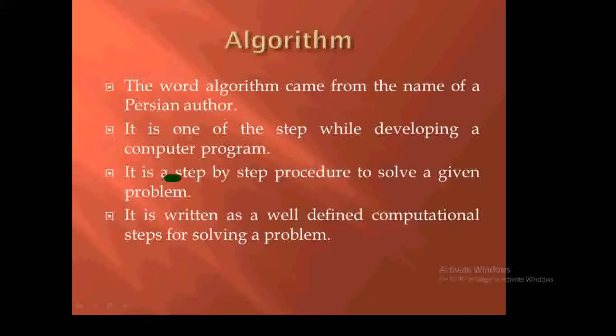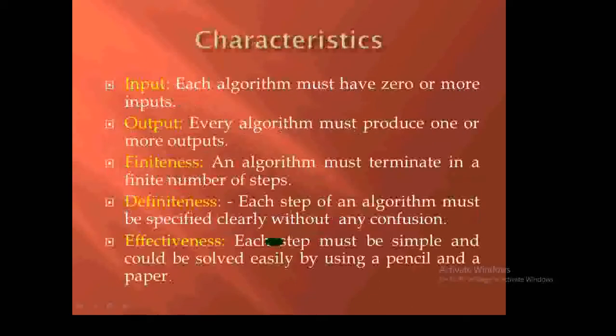So an algorithm is a step-by-step procedure to solve a given problem. An algorithm is written as well-defined computational steps for solving a problem. Now let us see what are the characteristics of an algorithm. Every algorithm should possess the following characteristics. They are input, output, finiteness, definiteness, effectiveness.